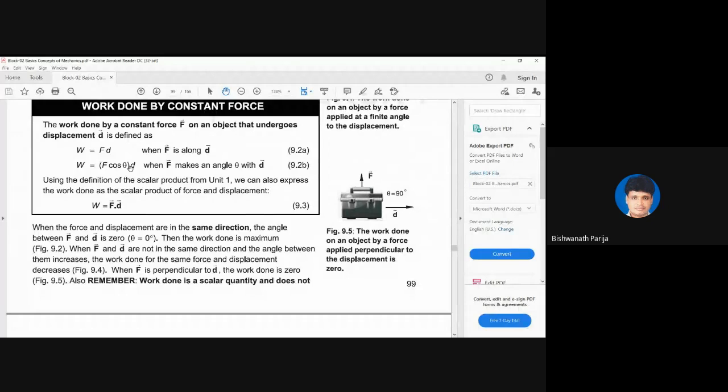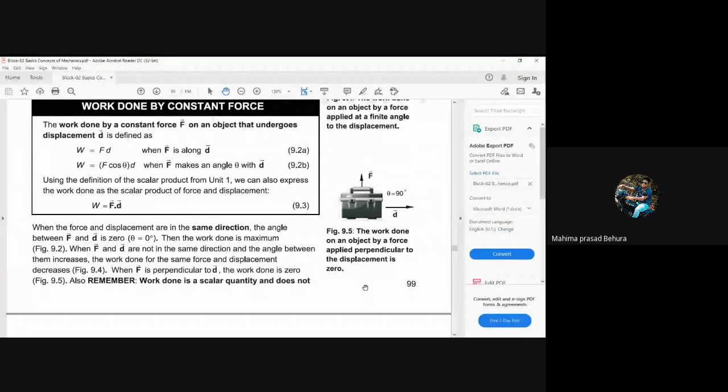But if theta is 90 degrees, you are applying force but the body is displaced in another direction. If you apply force at 90 degrees to it, then no work will be done. Here in the figure, the work done on an object by a force applied perpendicular to the displacement is 0, because the angle between displacement and force is 90 degrees. Everyone clear? Yes, sir.